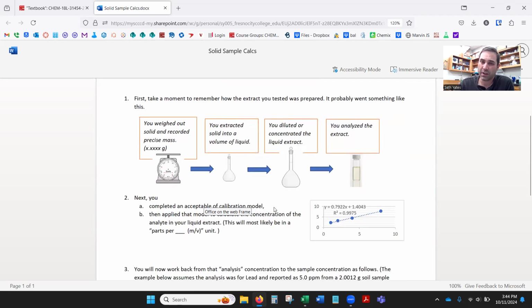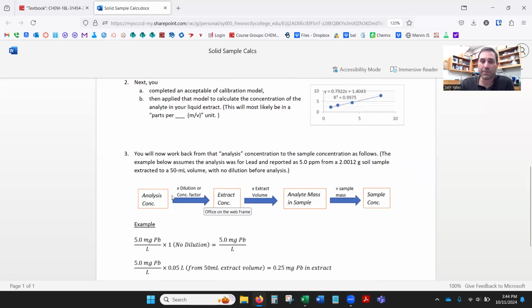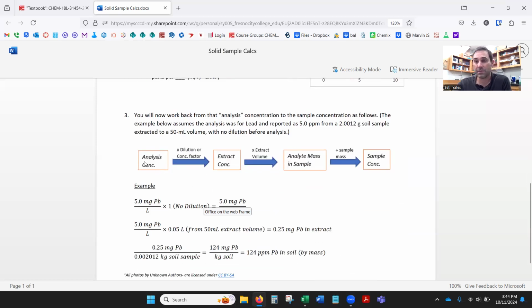So then when our calculations are going in reverse, we've got our calibration curve, and we first use the calibration curve to calculate the concentration of the thing that we analyzed. So I'm going to call that the analysis concentration. So the first step then would just be to multiply by any dilution factors. You can just use the M1V1 equation if you don't know what I mean by dilution factors, in order to get the original extract concentration.